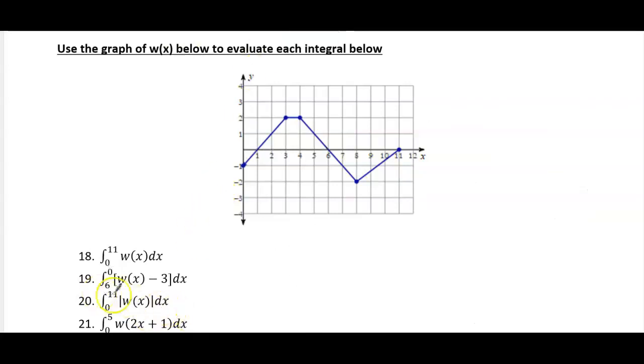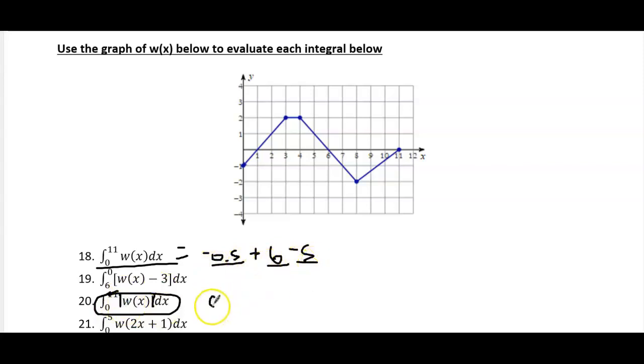Let's go ahead and move on to number 20. Now with number 20, basically it's going to give us the same thing we had for number 18. Notice they're almost identical, but the difference is we have this absolute value. You guys might remember on number 18 we had negative 0.5 plus 6 minus 5, right? Well, the difference is that when you take the absolute value, all parts become positive. So now it's a positive 0.5, a positive 6, and a positive 5. And so the end result here will be 11.5.